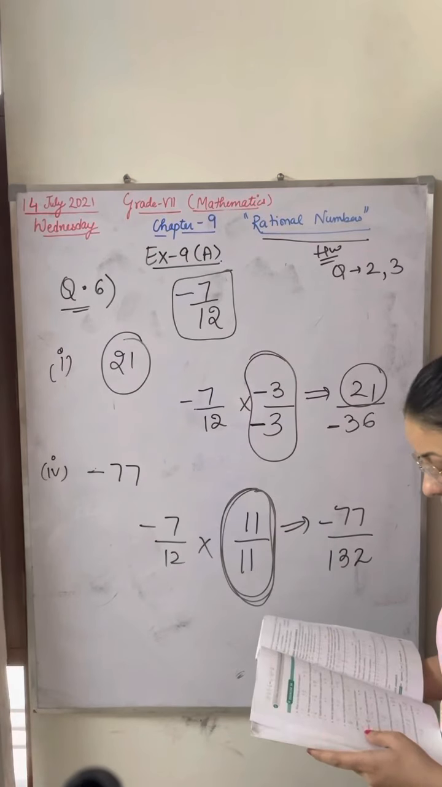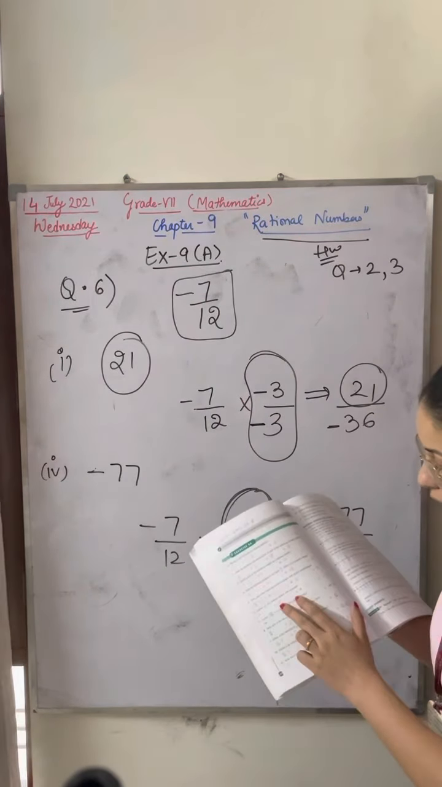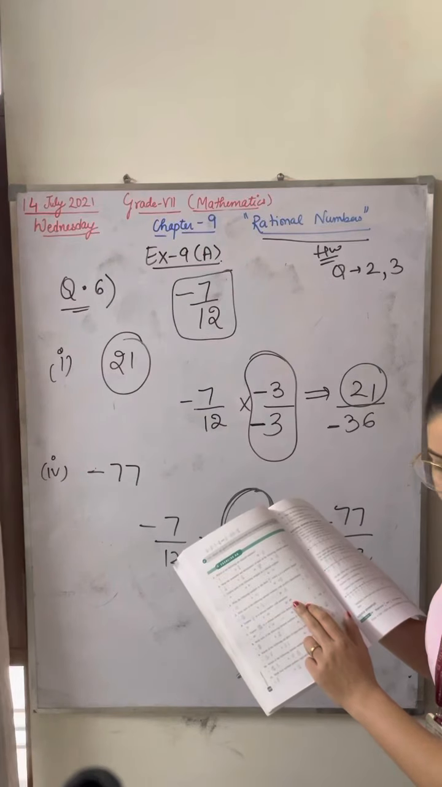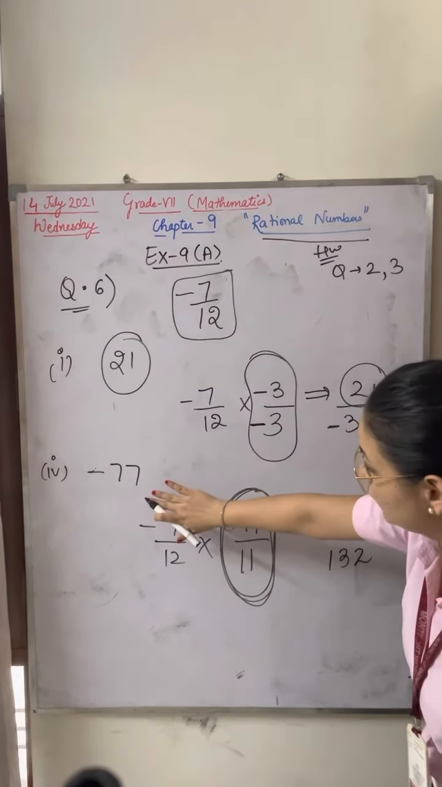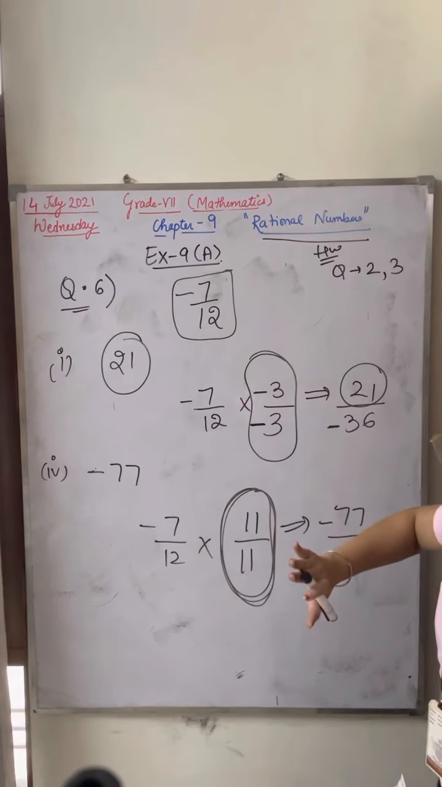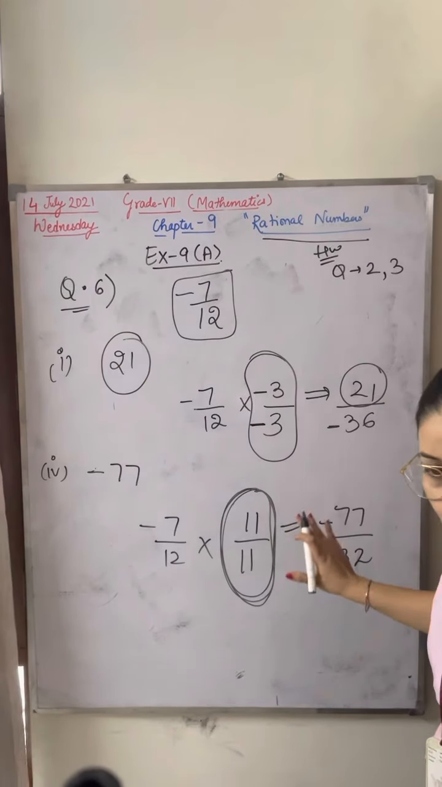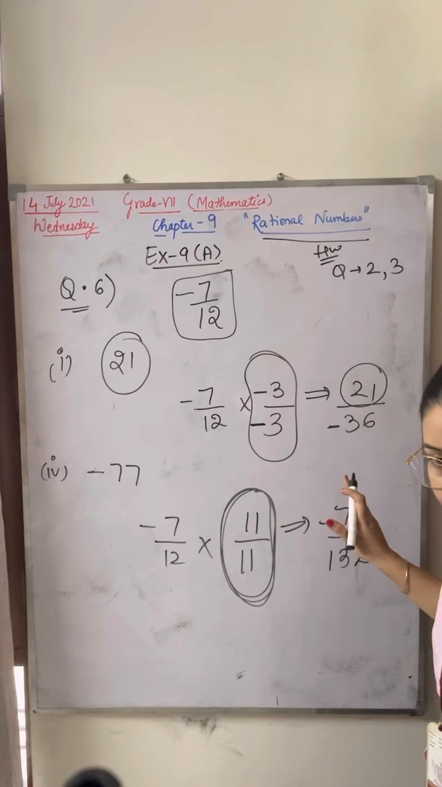So will you perform all other parts of this question? Part number second and third: one value is negative, one value is positive. I have done the same kind of parts, one value negative, one value positive. So in the same format, you have to do the other two parts.